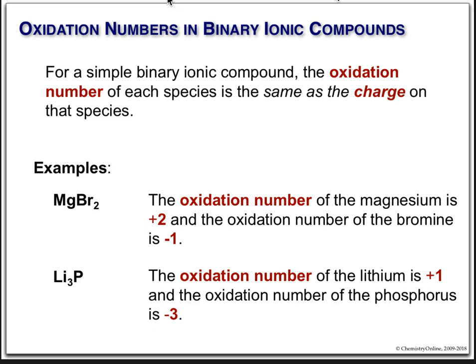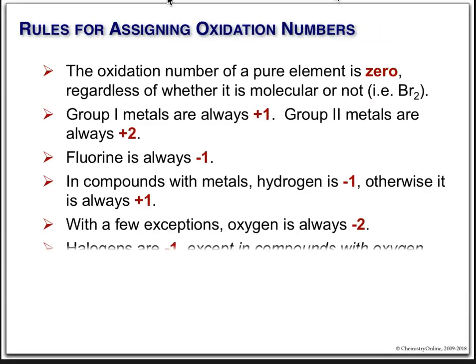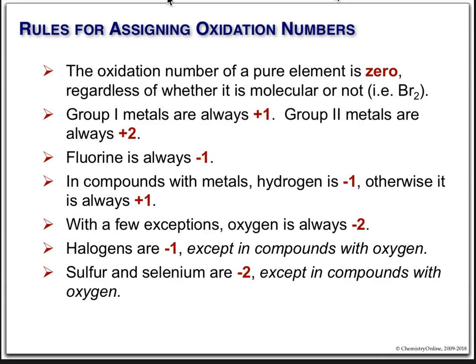Now, when we hit chapter 5 or 6, we're going to learn a whole set of rules for assigning oxidation numbers. They look like this, but for right now, all you have to remember is oxygen is going to be -2, halogens, that's group 7, are -1. That's all you got to know. Oxygen -2, halogens -1.